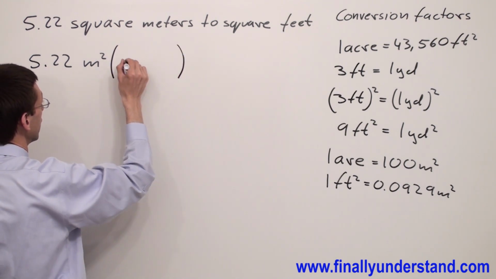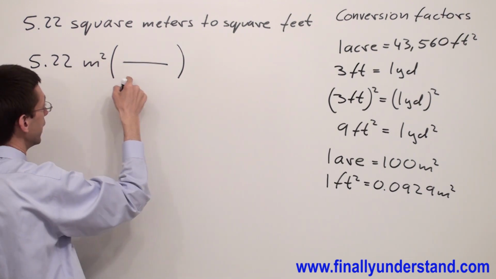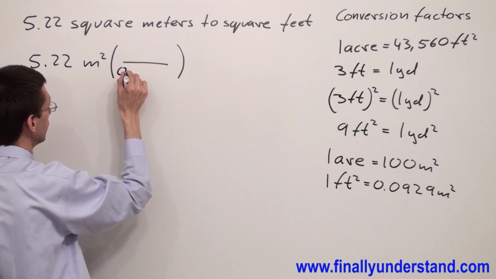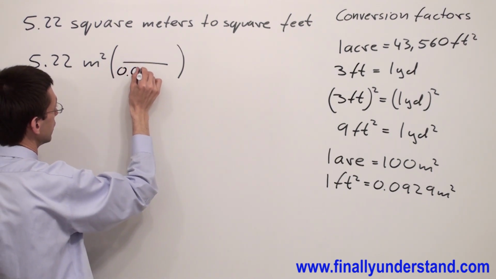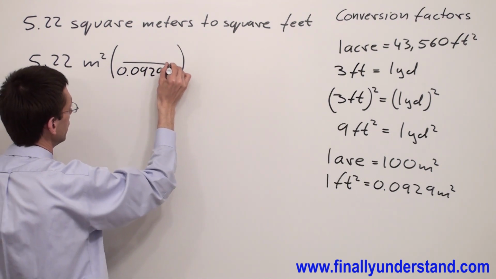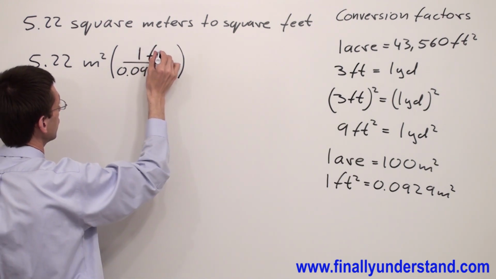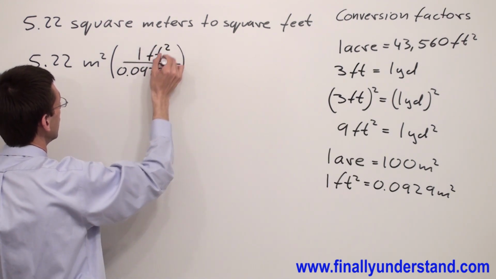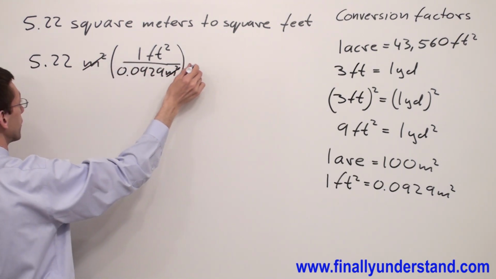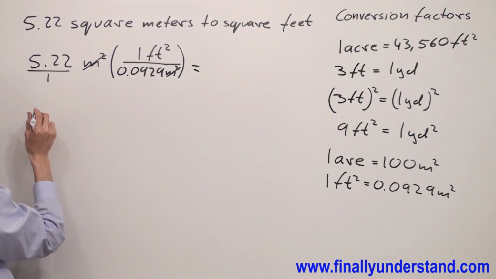Multiply, and in order to eliminate square meter, you're supposed to make sure that you are going to have square meter in the denominator. So this is equal 0.0929 square meter, and this is equal to 1 square foot. Meter square and meter square will cancel out. Keep in mind that you can convert this to the improper fraction and multiply these two fractions.